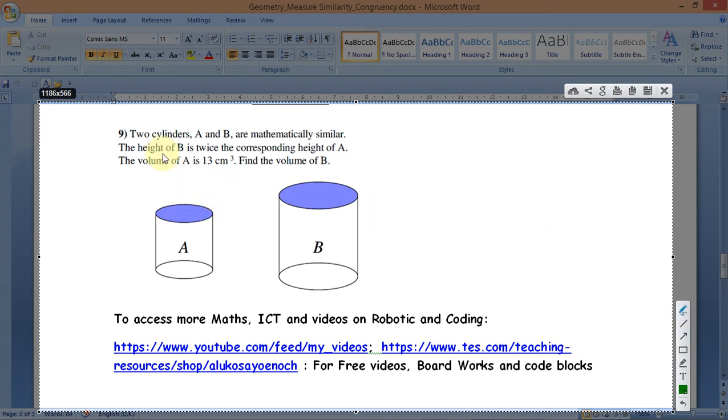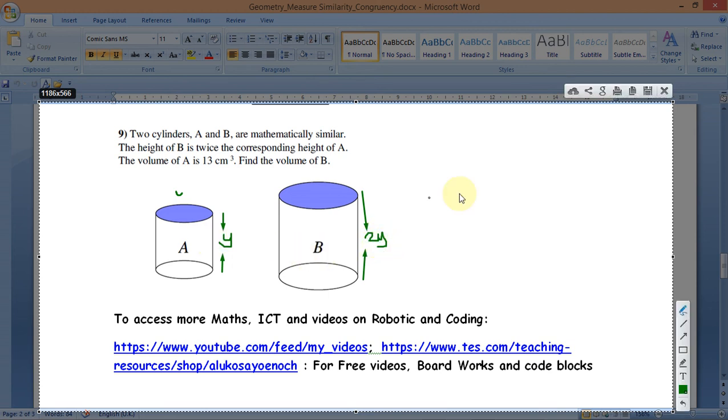Okay, now guys, I have this here. Two cylinders A and B are mathematically similar. The height of B is twice the corresponding height of A. So let's go for A. This time around, let me work with y. Let's say the height of A is y, and B is an enlargement of A. So by implication, the height of B will be 2y.